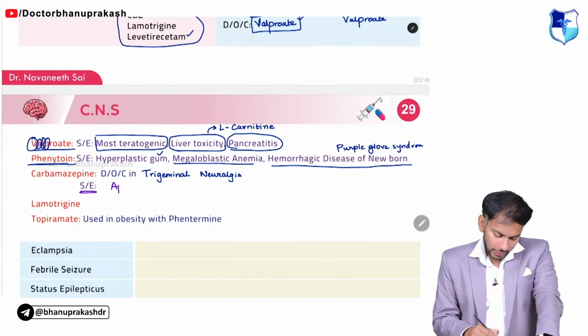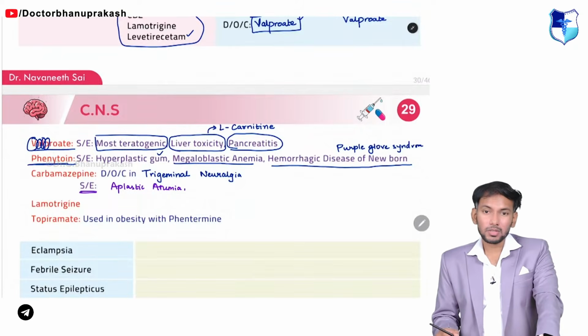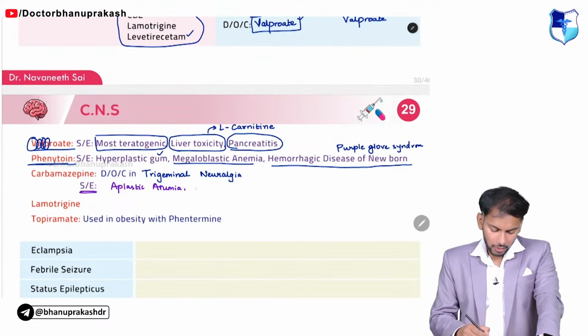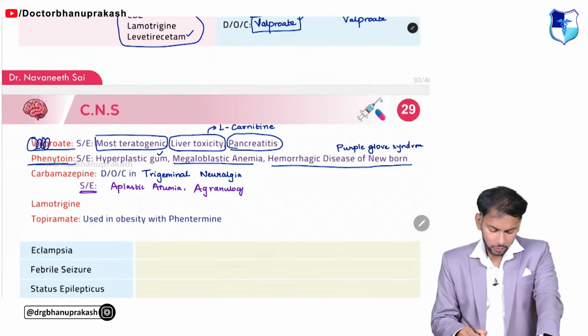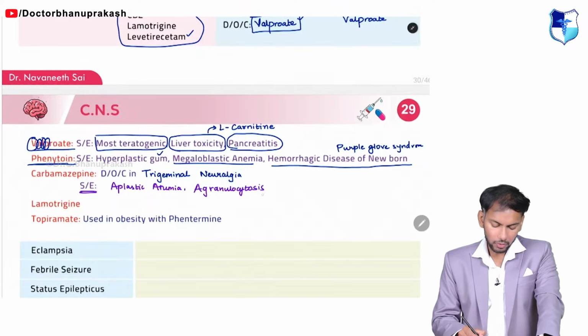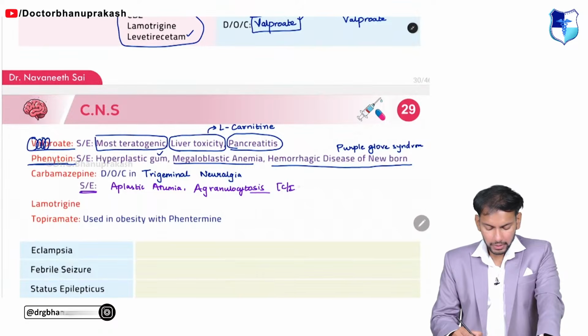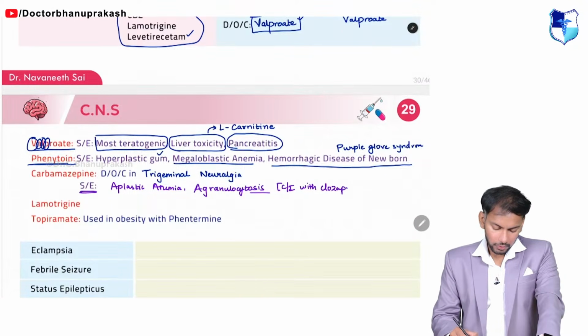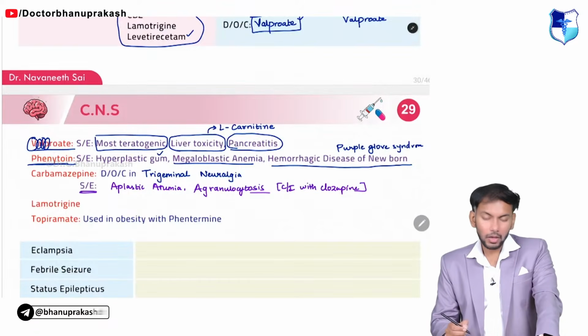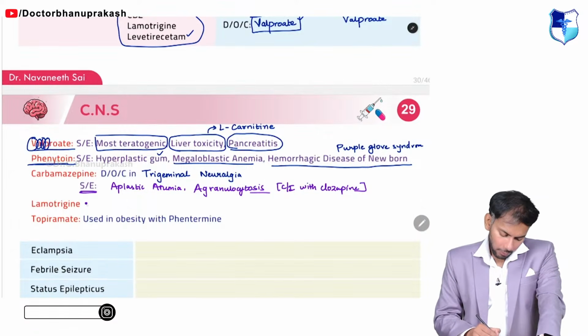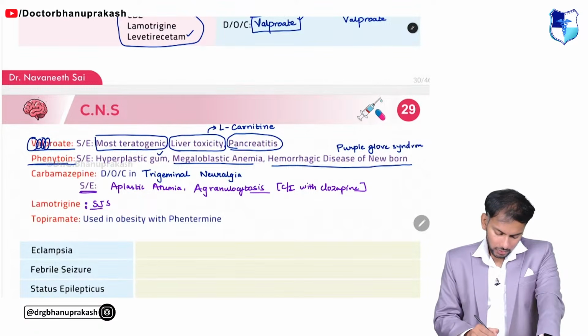Now, coming to the side effects of carbamazepine. It will cause aplastic anemia. And it will also cause agranulocytosis. This is what is important. Agranulocytosis is also seen with clozapine. That is why carbamazepine is contraindicated with clozapine. That's all. Now, coming to lamotrigine, it can cause Stevens-Johnson syndrome.